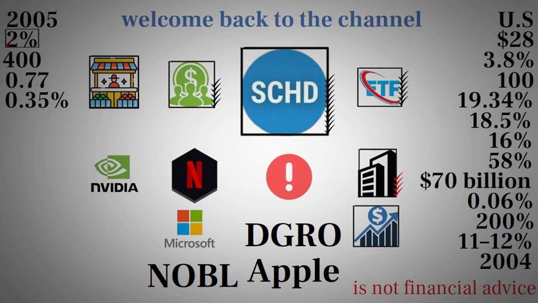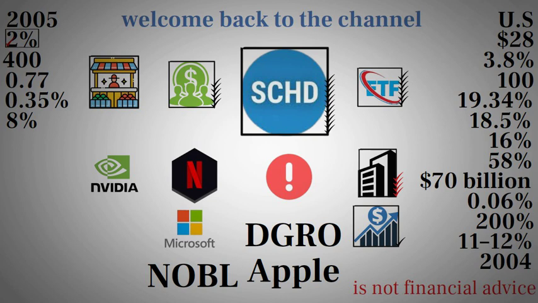SCHD is unique because it balances income, stability, and growth potential. The fund's portfolio has a modest price-to-earnings ratio of less than 17, which is reasonable for blue-chip dividend-paying stocks. Additionally, its low exposure to tech stocks, just 8%, minimizes volatility typically associated with high-growth sectors.